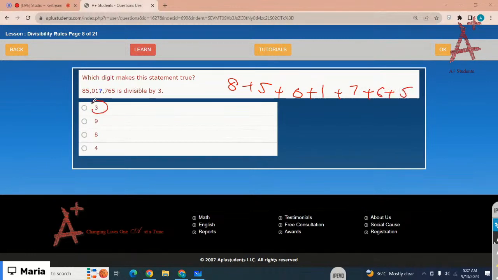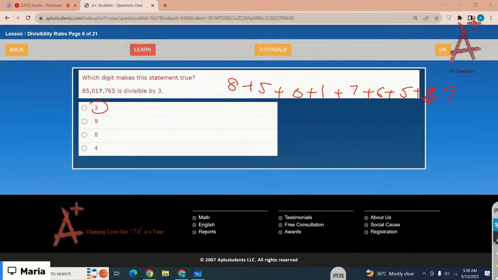Let's suppose the missing number is 3. Right, let me just add them, using the calculator: 8 plus 5 plus 0 plus 1 plus 7 plus 6 plus 5 plus 3. The sum is 35. 35 is not divisible by 3, right? Let's just replace the last digit with 9.